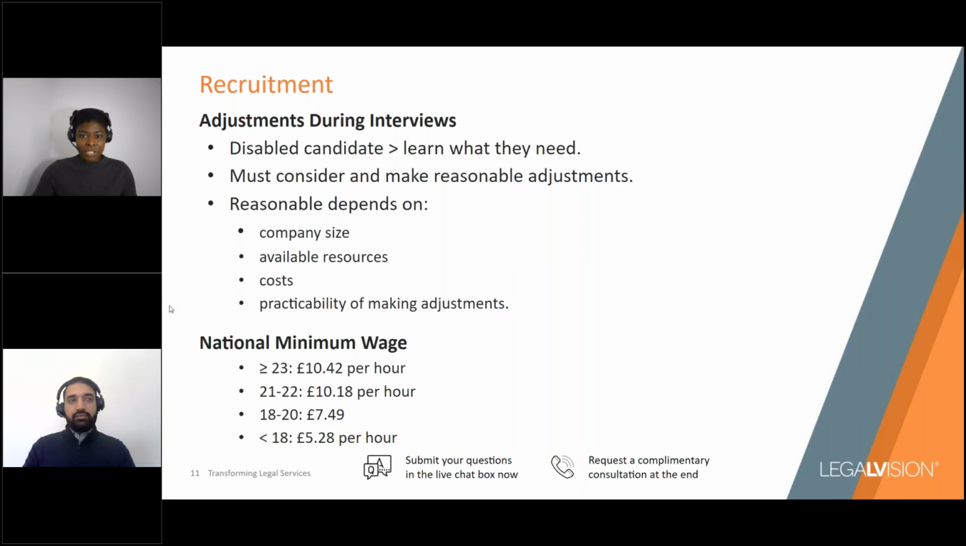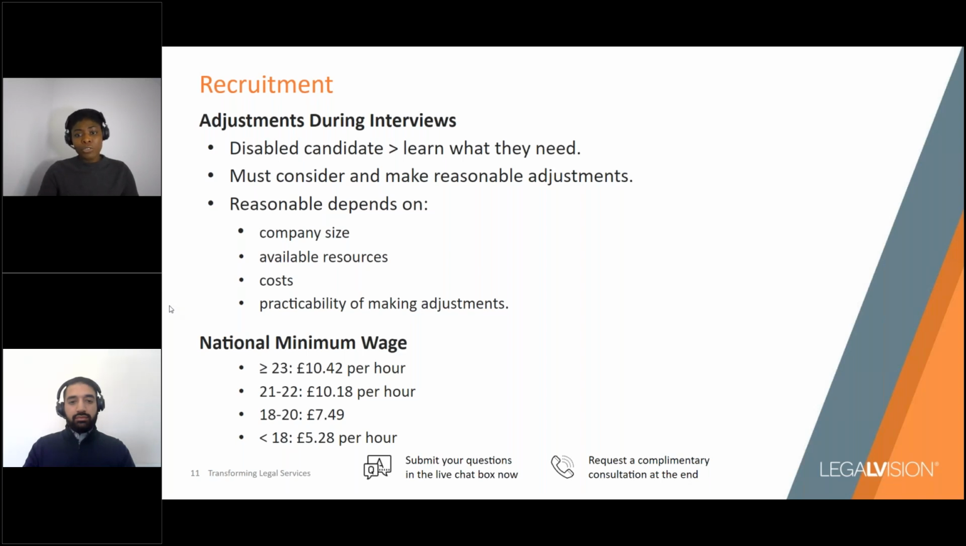And generally, the question is always, what is reasonable? We get that a lot. And the answer is, it depends on a number of factors, and that includes the size of your business. So if it's just a one-man band and you have limited resources available to you, then what is reasonable to your business in that instance cannot be compared to a larger multinational organization. And the other factors they look at will be the cost of making that adjustment and the extent that adjustment is in fact possible.